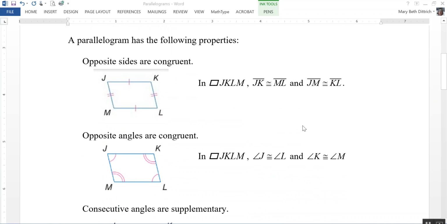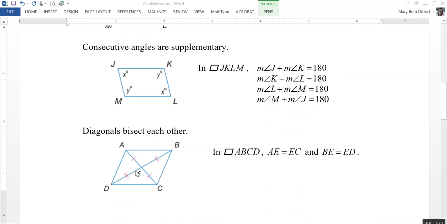Let's go through them. Opposite sides of a parallelogram are congruent. So here in parallelogram JKLM, JK is congruent to LM, JM is congruent to KL. So both pairs of opposite sides are congruent to each other. Also, both pairs of opposite angles are congruent to each other. In parallelogram JKLM, angle J is congruent to angle L, angle K is congruent to angle M.